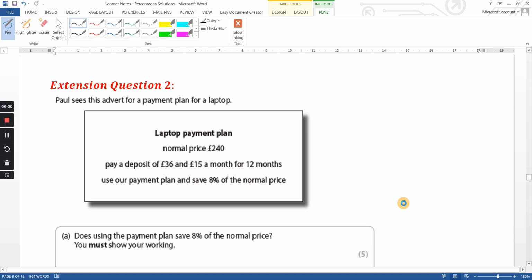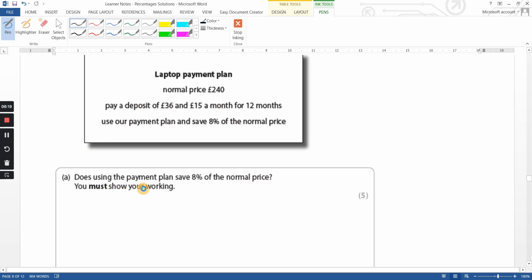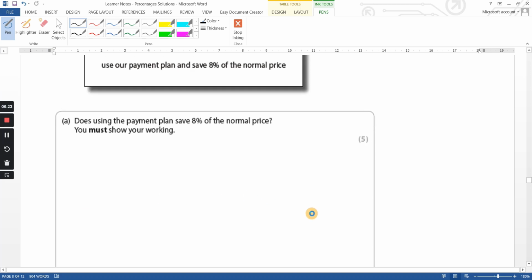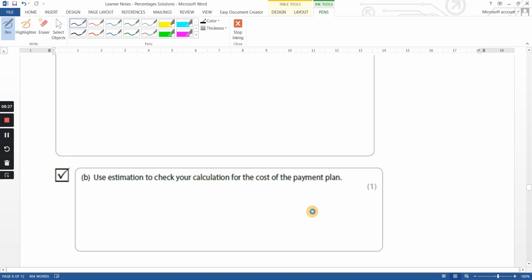Extension question 2. Paul sees this advert for a payment plan for a laptop. So, laptop payment plan. Normal price is £240. Pay deposit £36 and £15 a month for 12 months. Use our payment plan and save 8% of the normal price. Does using the payment plan save 8% of the normal price? You must show your working. 5 marks for this. And there's a part B as well. We'll come to that in a minute.